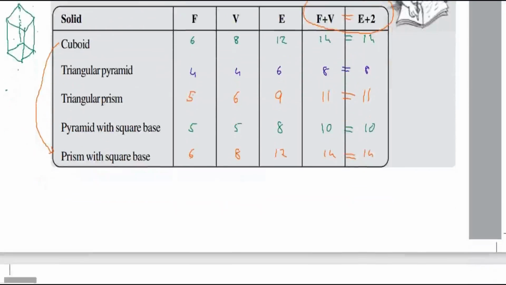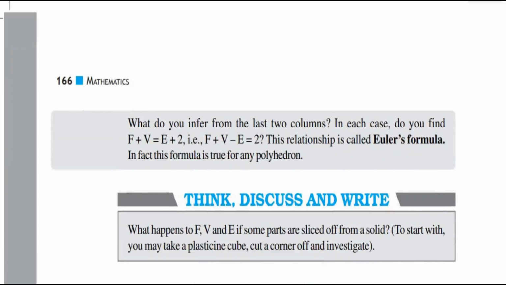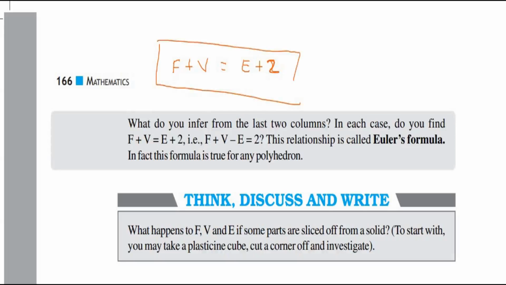So based on this, we get this formula. Right? Face plus vertices is equal to edge plus 2. This formula is called Euler's formula. And this formula is true for any polyhedron. Right? So now once you can calculate this, you can always get whether you are right or wrong. If this doesn't match up, your answer is wrong.